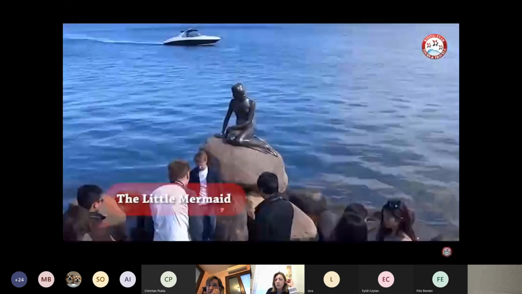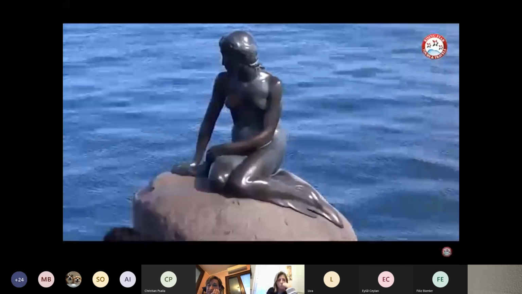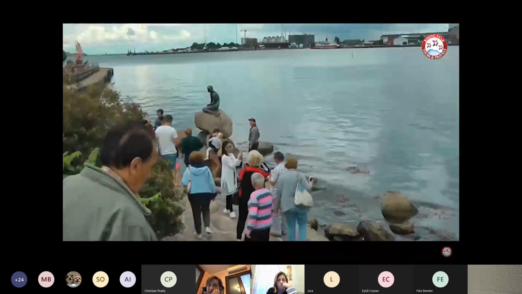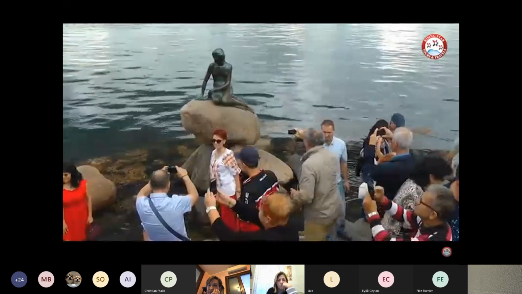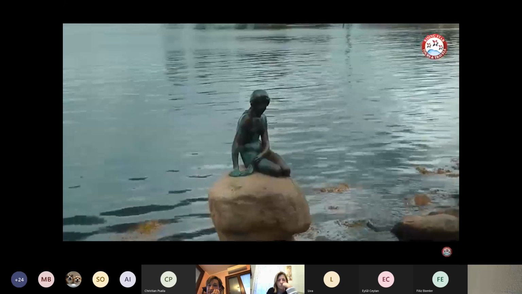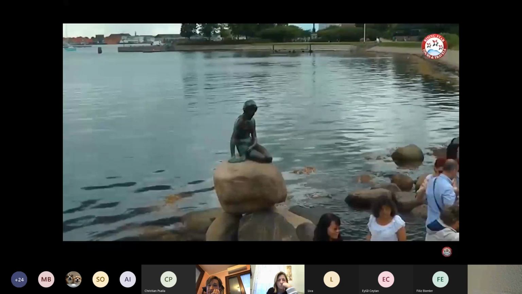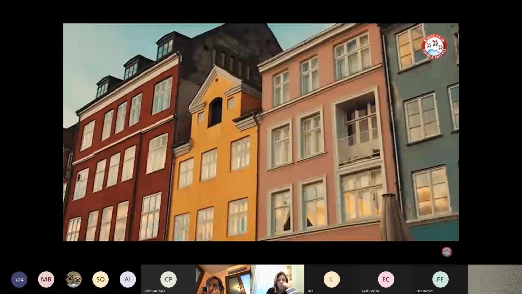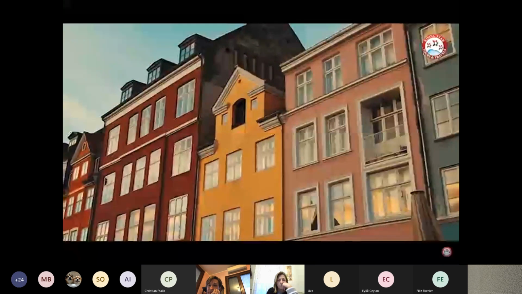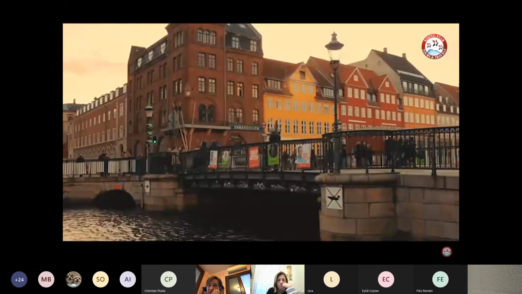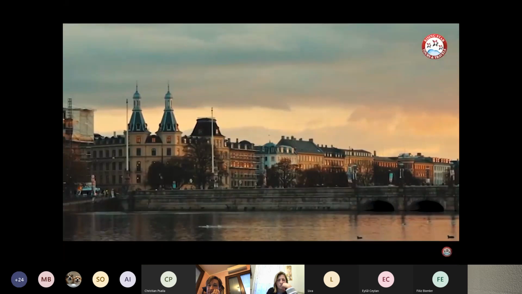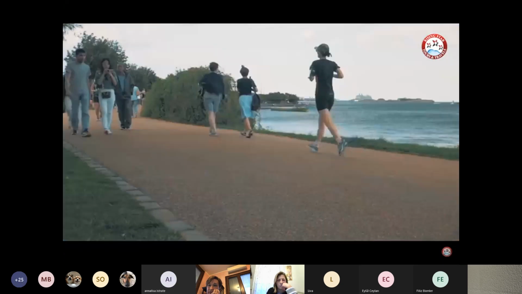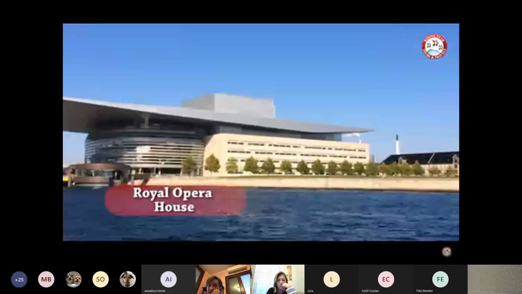And then we have the Little Mermaid, which, as most of you know, is the fairy tale from Disney. The story itself was created by the Danish writer, Hans Christian Andersen. And the mermaid is much smaller when you come and see it. Langelinje is a place in Copenhagen, very popular. It's a place where you can go shopping, with a lot of restaurants. And of course, it's one of our ports where a lot of the ships come.